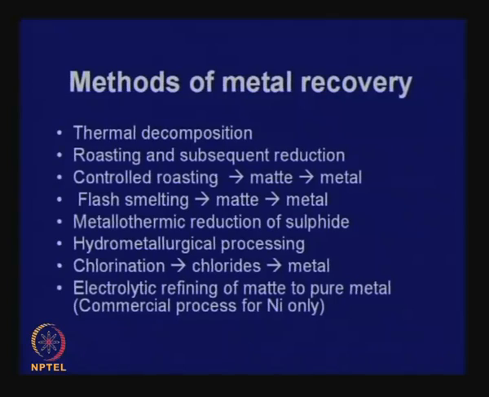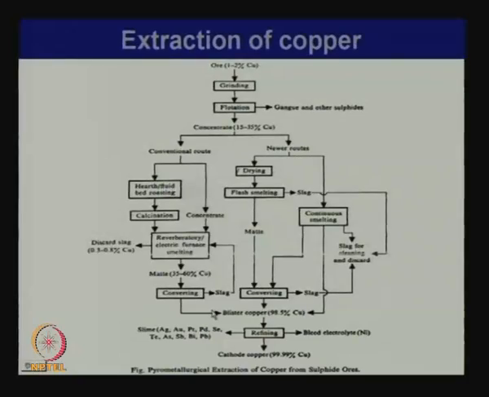Finally, there is also a process, in some cases, where matte, which is a mixture of sulfides, can be refined to produce pure metal by an electrolytic process. The commercial process is for nickel only. Let us start with copper.